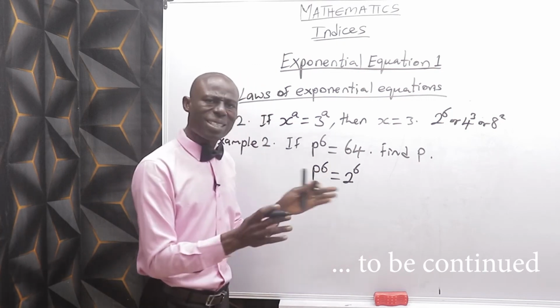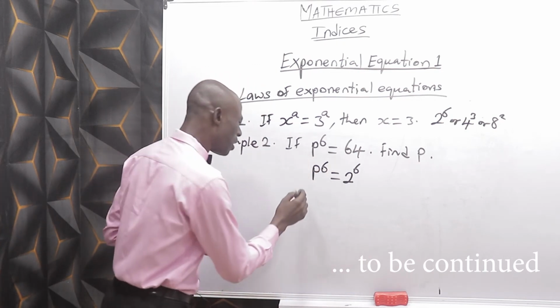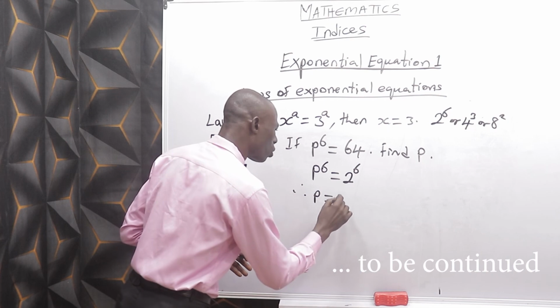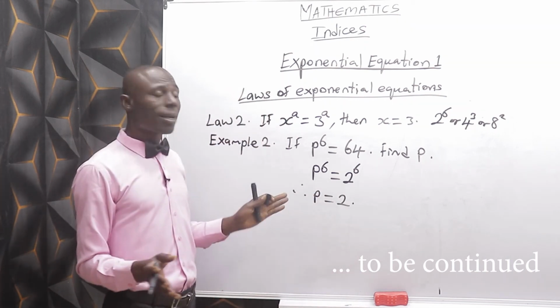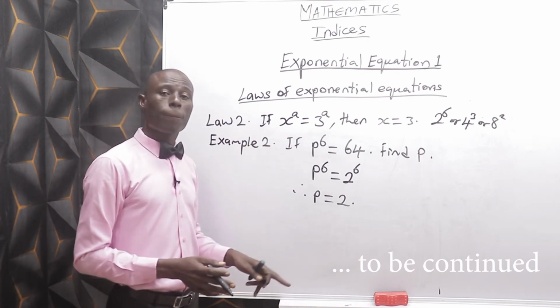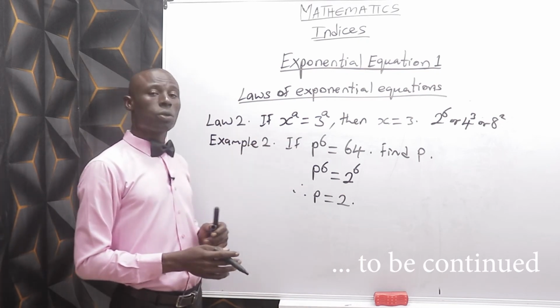Since the powers are the same on both sides, therefore p is equal to 2. That is, the base numbers are also the same. Simple. That is the application of this law. So let's move on to the next.